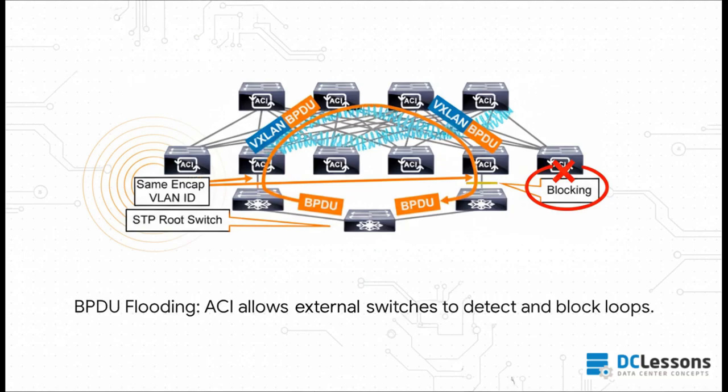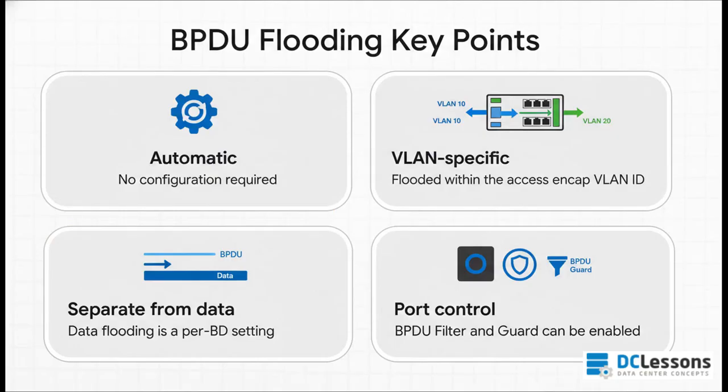Pretty cool, right? So the big takeaway here is that this BPDU flooding thing is totally automatic. You don't have to configure anything to turn it on, it just works. It's also very specific to each VLAN, which is so important. BPDUs from VLAN 10 are only ever going to be flooded to other ports in VLAN 10. That makes sure you don't get your different spanning tree domains all tangled up. And of course, you still have all your classic tools like BPDU guard and filter if you need to lock things down on a port.